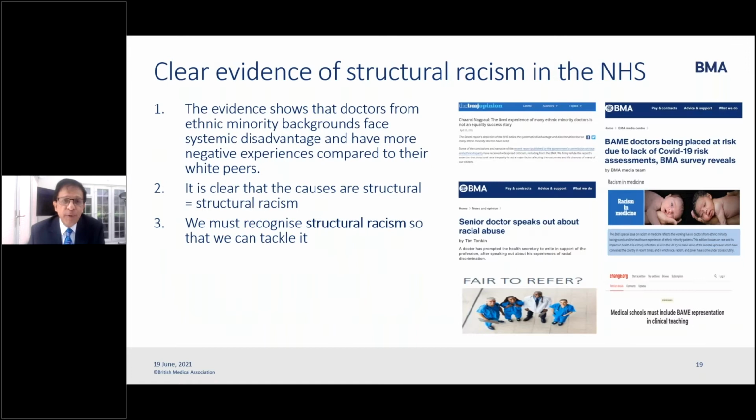So in summary, we know, and I've described, that the evidence is unequivocal that doctors from ethnic minority backgrounds face structural or systemic disadvantage. They have more negative experiences compared to their white peers. Now, I'm just going to use plain English. If you have structural factors that affect ethnic minorities, that is structural racism, something which the CRED report said did not exist. Now, you have to recognize this reality if you can tackle it.